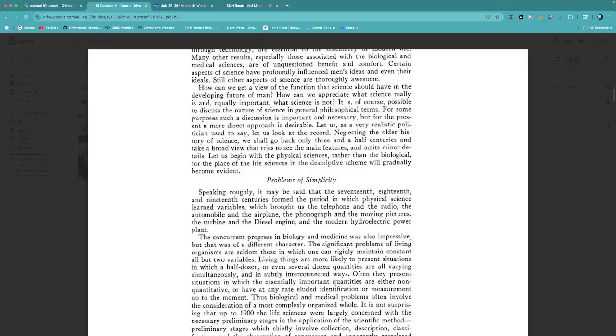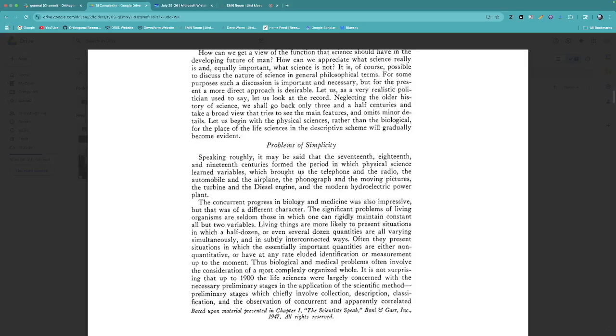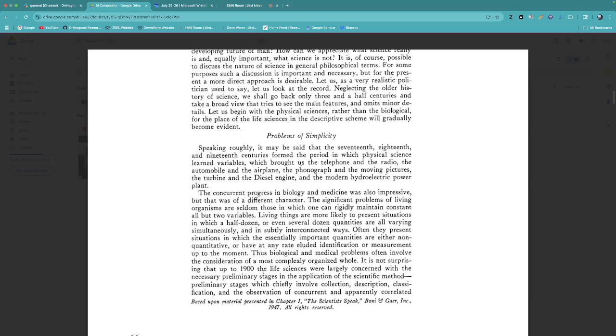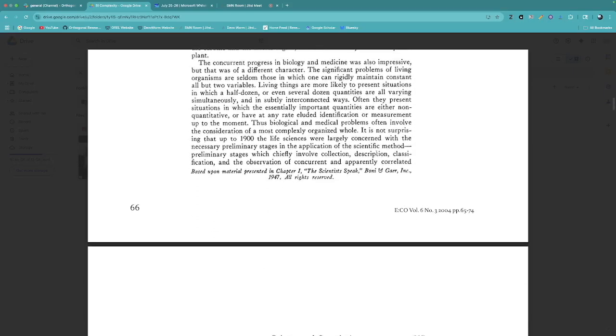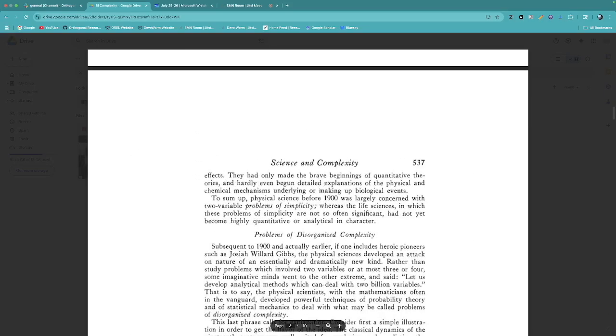And so this is, again, just a broad stroke of the history of science. I don't think necessarily that it applies in all cases, but that's the sort of comparison he's making. And so he gets into this issue of how biology up to about 1900 was about what people like to call stamp collecting, which is where you do collection of data, description, classification, and observation of concurrent or correlated effects.